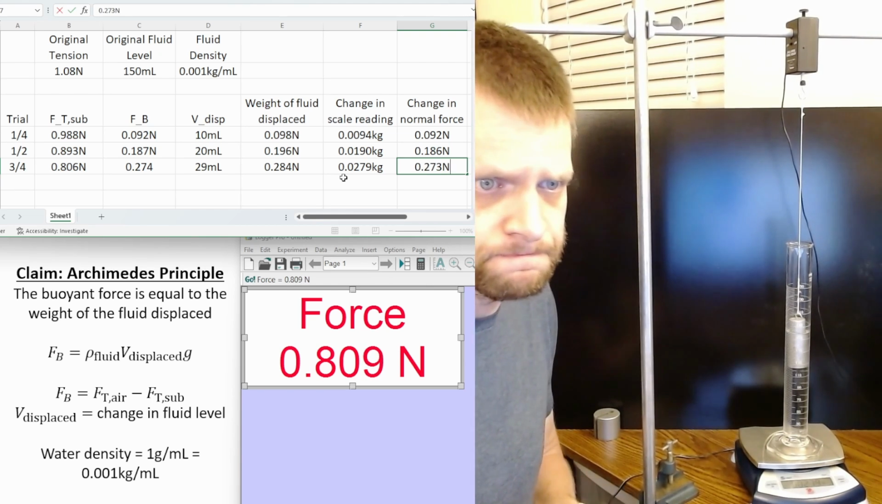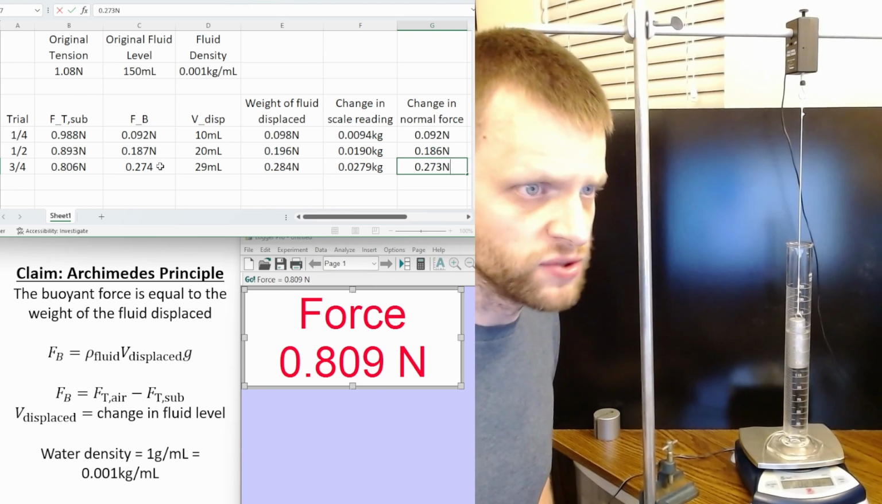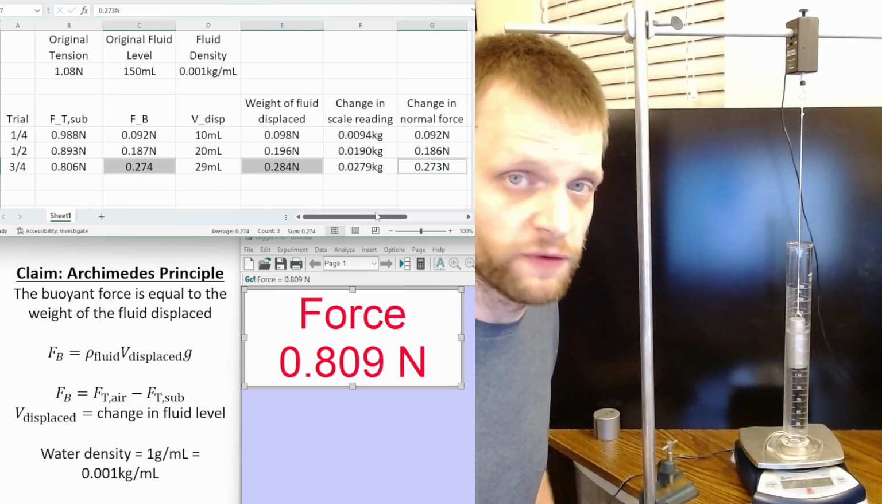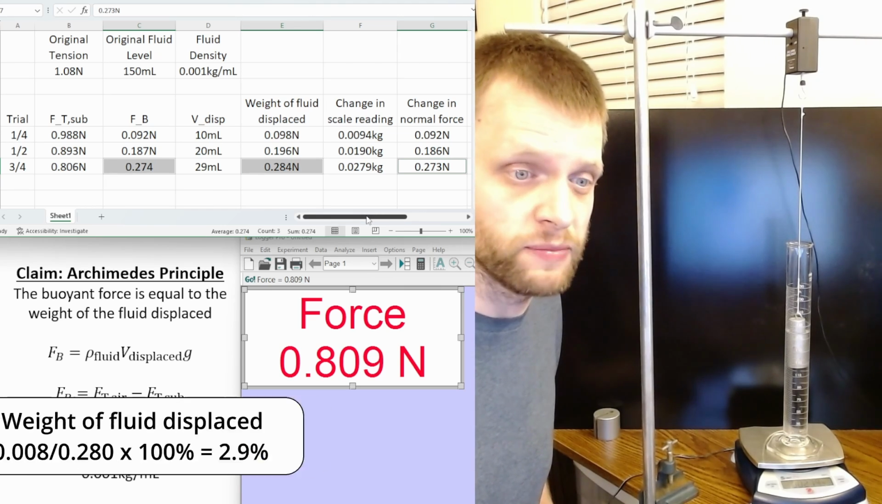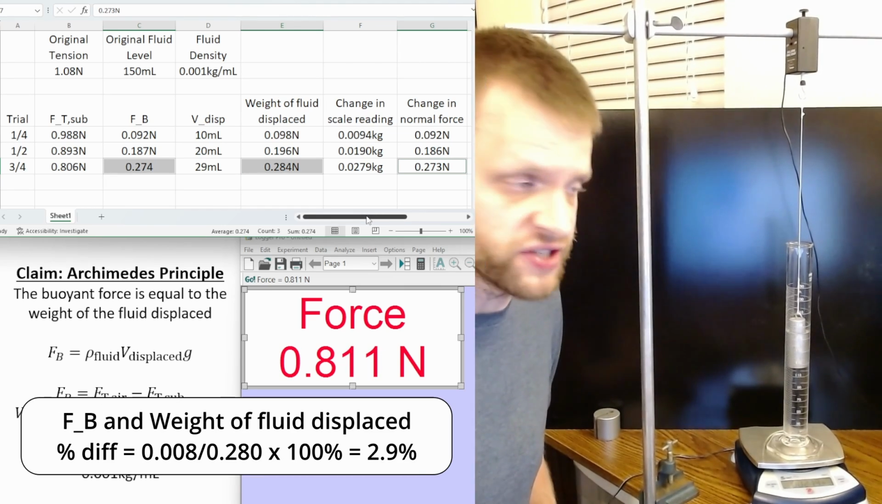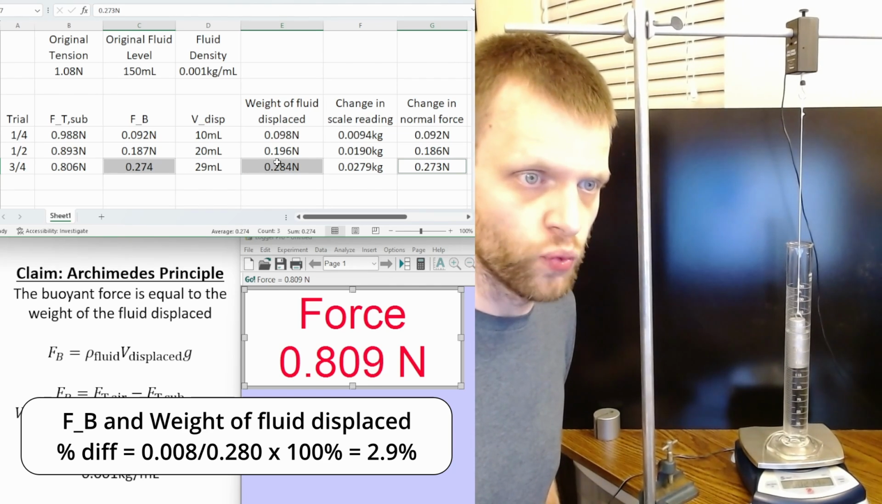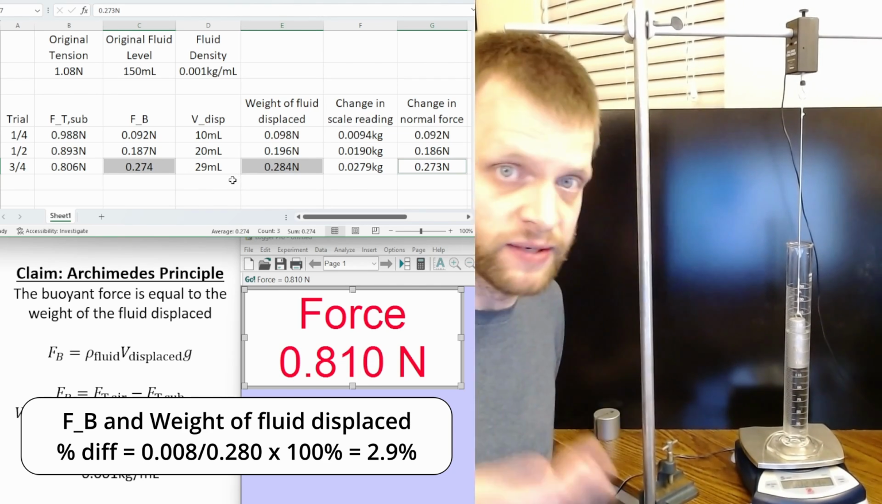newtons. Once again, the buoyant force, the weight of the fluid displaced, and the change in the normal force are all in pretty good agreement with each other. And again, I'll put in the percent errors, the percent differences between the buoyant force and the weight of the fluid displaced, afterwards.